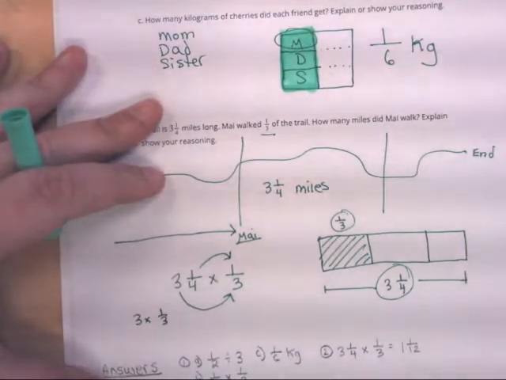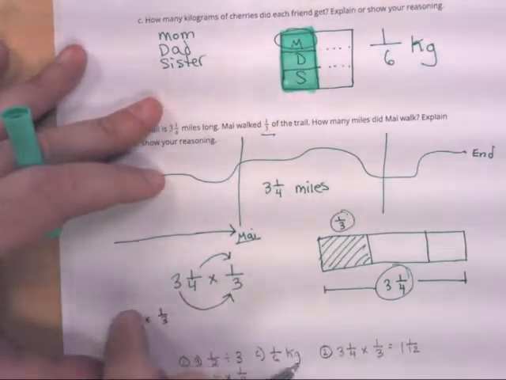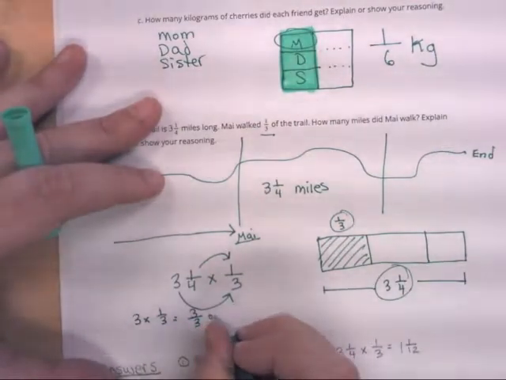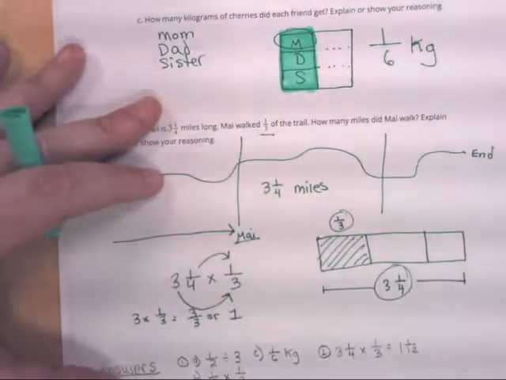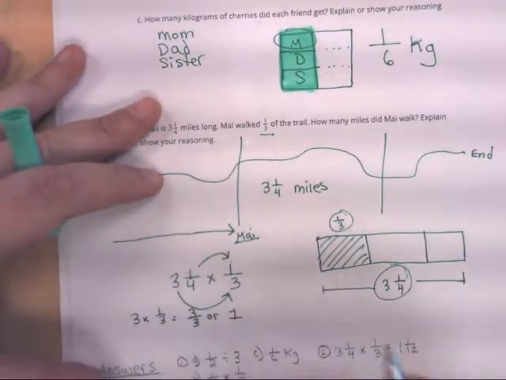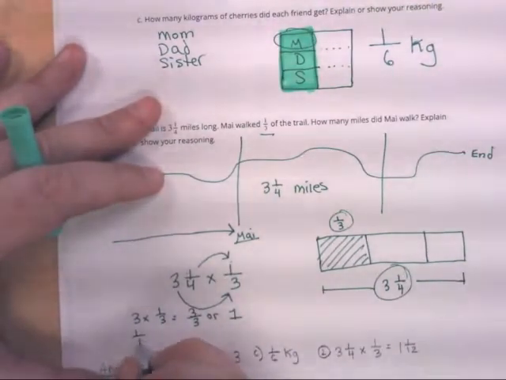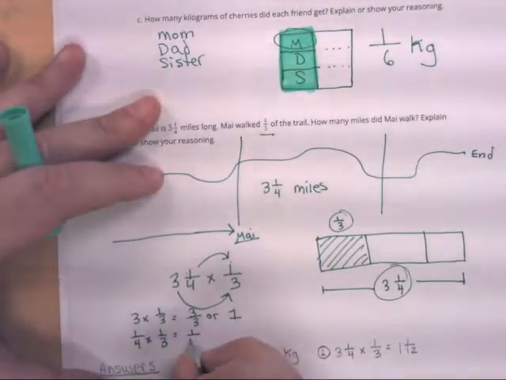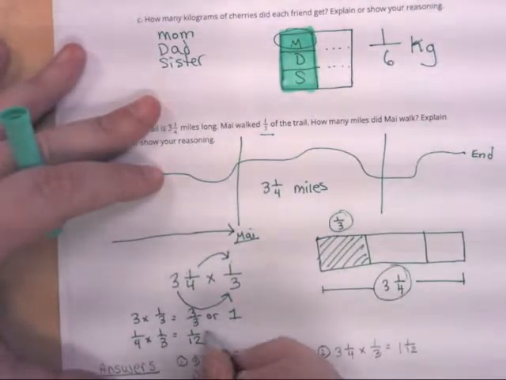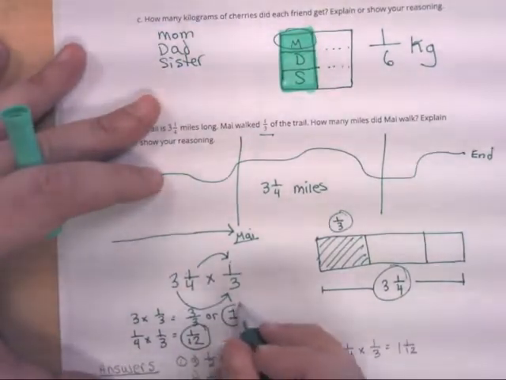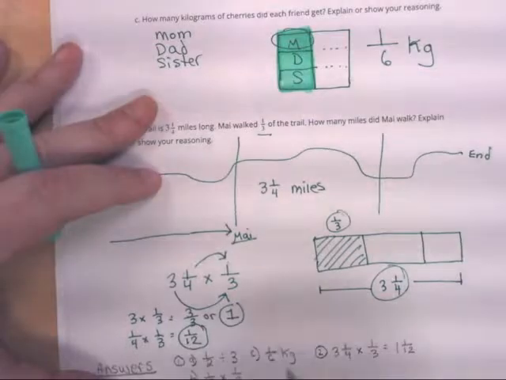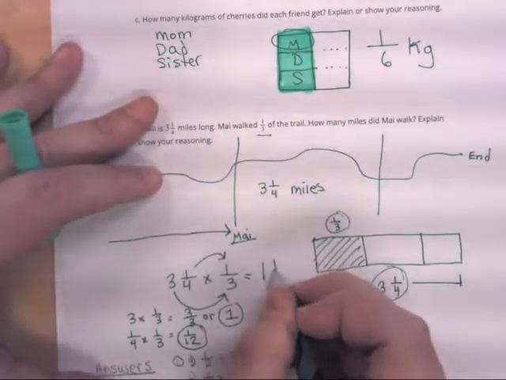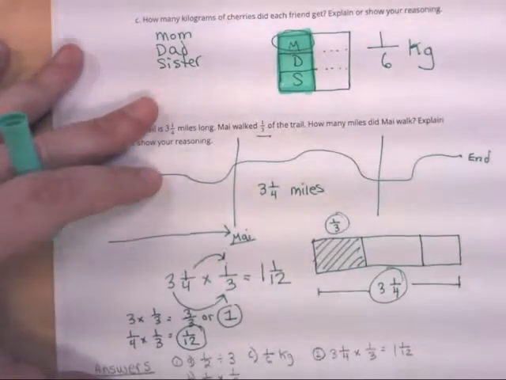So if I rewrite this problem as 2 separate expressions, 3 multiplied by 1/3 is going to give us 3/3 or 1 whole. 1/4 multiplied by 1/3 gives us 1/12. And then we can simply add these two partial products together. So 1 plus 1/12 gives us 1 1/12.